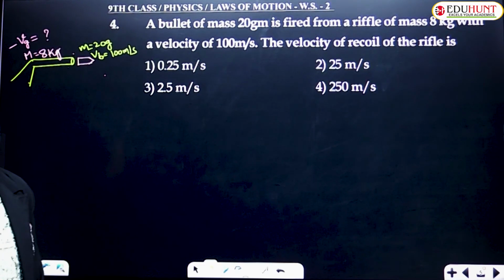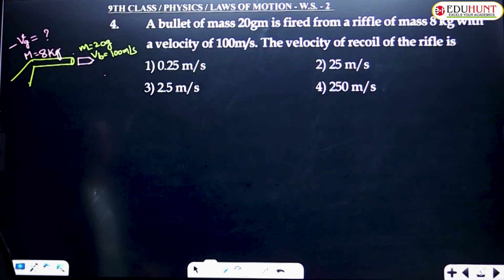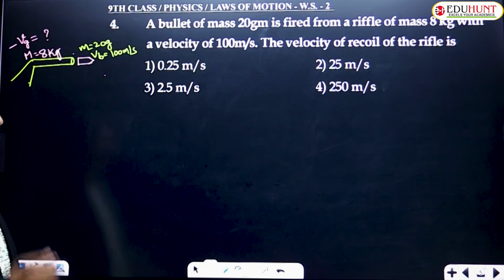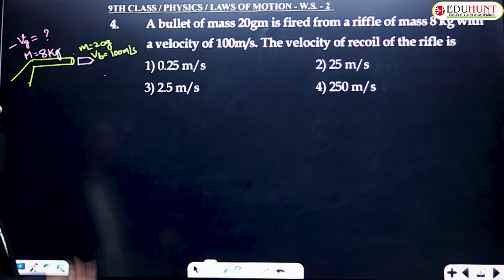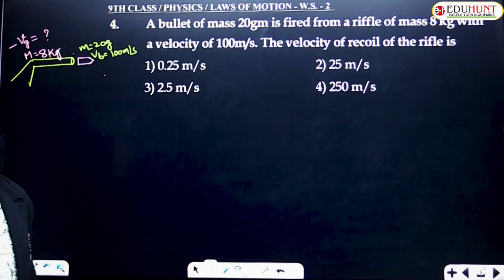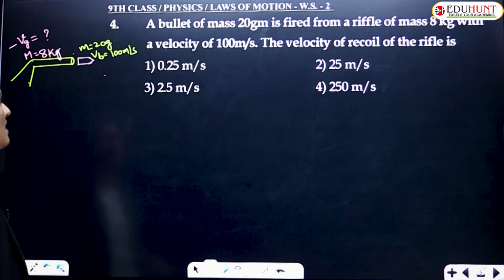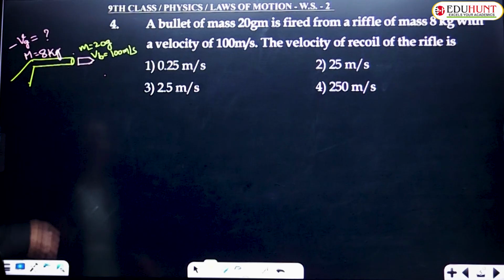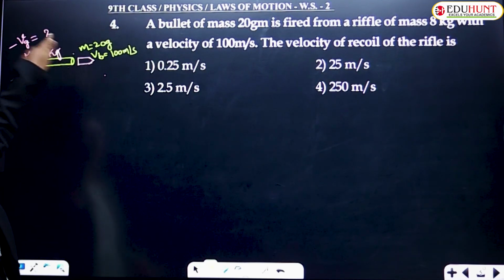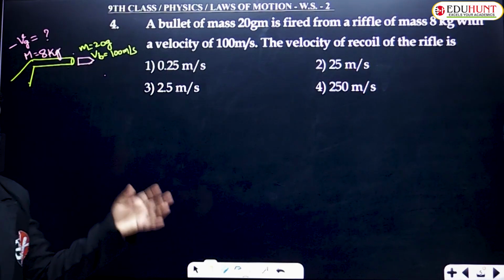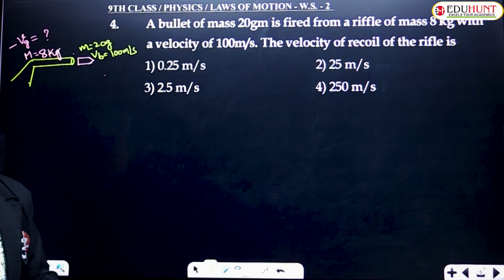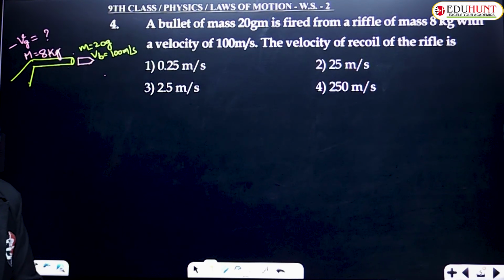Children, simple. According to the law of conservation of momentum, the total momentum before firing the bullet must be equal to the total momentum after firing. Initially, the bullet will be inside the rifle, so whenever the bullet was inside the rifle before firing, they both are at rest.